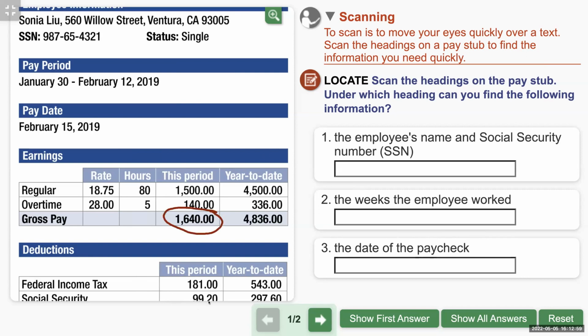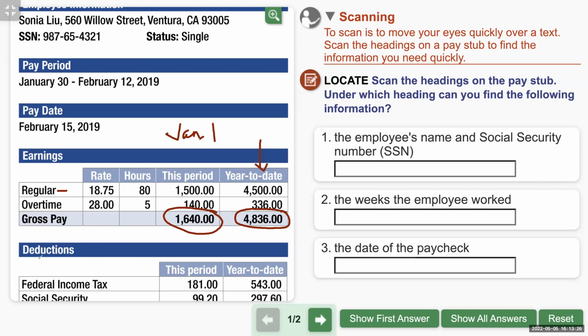Okay, here it also shows us how much money she has earned since January 1st. So right now she's earned for her regular work hours, $4,500. Her overtime has been $336, total $4,836.